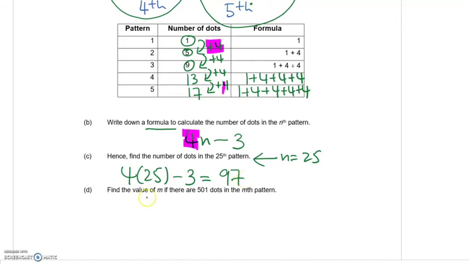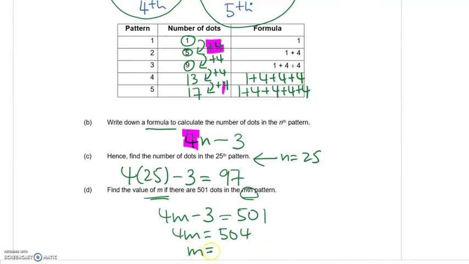Now find the value of m, if there are 501 dots in the m pattern. So take note, we are not using n anymore, we are using m. So 4m minus 3 equals 501. Make m the subject by adding 3 to both sides. So 4m is equal to 504, and therefore m is equal to 126.